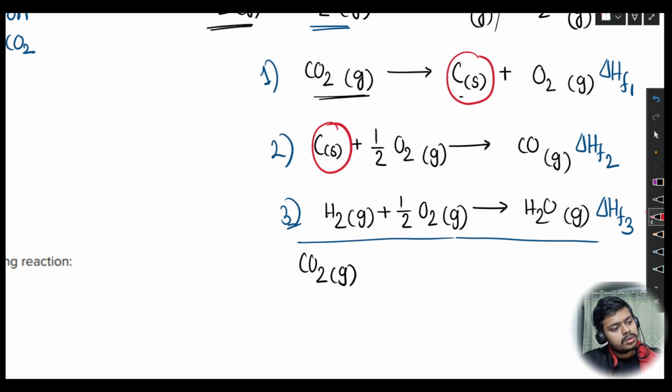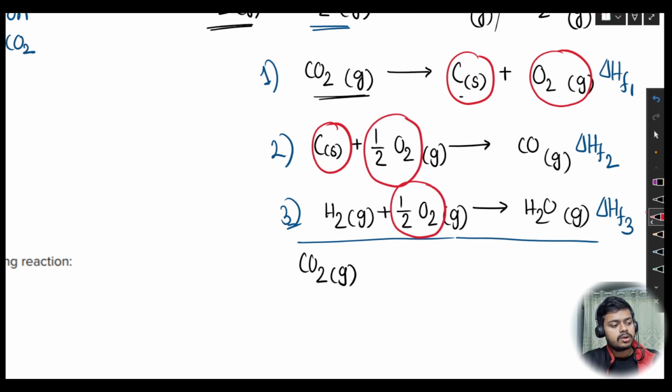Now let's look at oxygen. Oxygen is produced in 1 mole, right? 1 mole of oxygen is produced in the first reaction. Now if you look at the second and the third reaction, half a mole of oxygen is being exhausted in the second reaction and half a mole of oxygen is being exhausted in the third reaction. So the total amount of oxygen that has been produced in the first reaction has been exhausted by the second and the third reactions. So we can't write oxygen either.